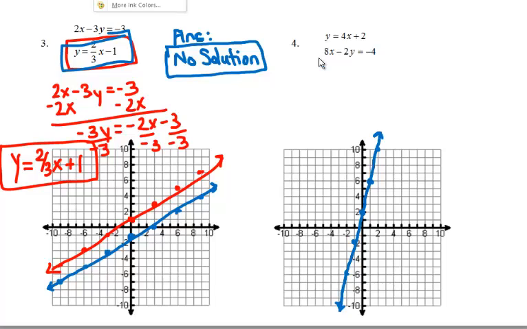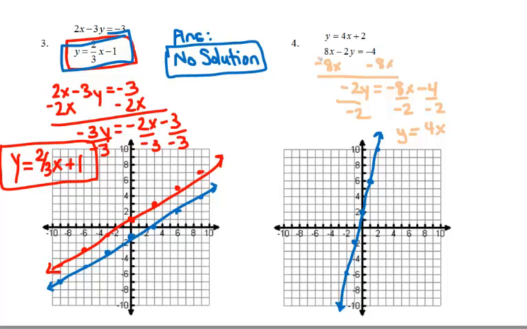Okay. I need to solve this because y is not by itself. So I'm going to minus 8x from both sides. I get negative 2y equals negative 8x minus 4, and divide by negative 2, and y equals 4x plus 2. Well, y equals 4x plus 2 is the exact same equation that I was given in the first place.